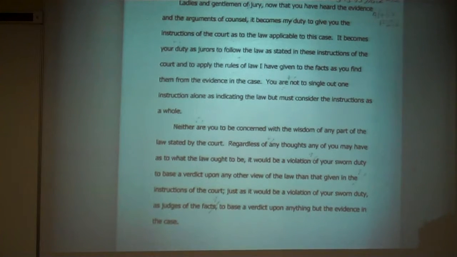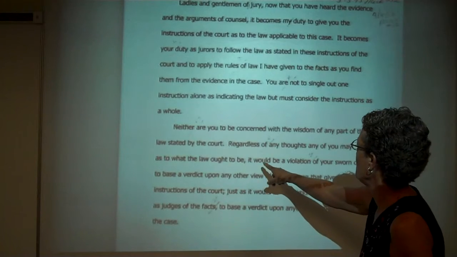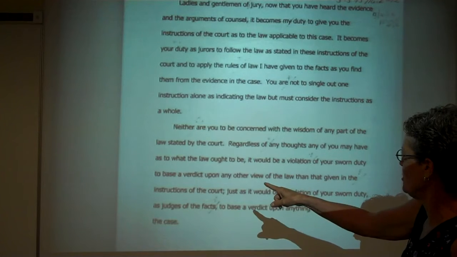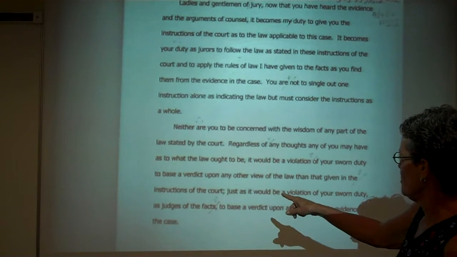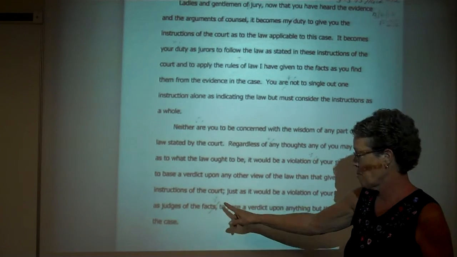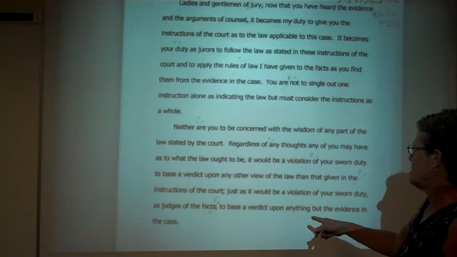Can you explain, because my main problem is punctuation. Just where it says, "just as it would be a violation of your sworn duty, comma, as judges of the facts, comma, to base a verdict." Why? Can you explain that to me? It's in the second paragraph. Regardless of any thoughts that you may have as to the law, it would be a violation of your sworn duty, basically. Are you talking about the semicolon? No, here, as judges of the facts.